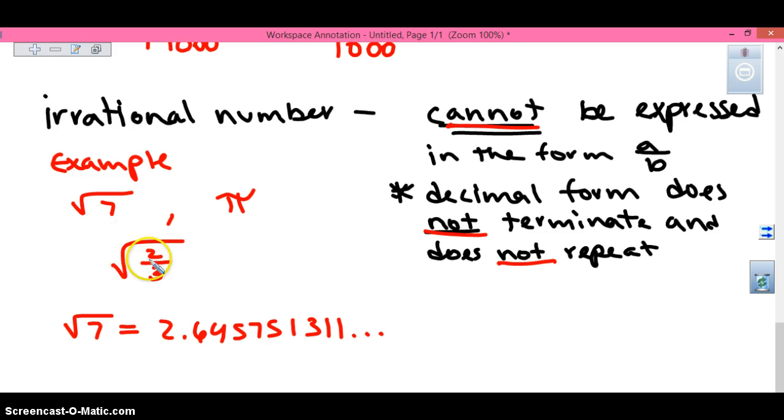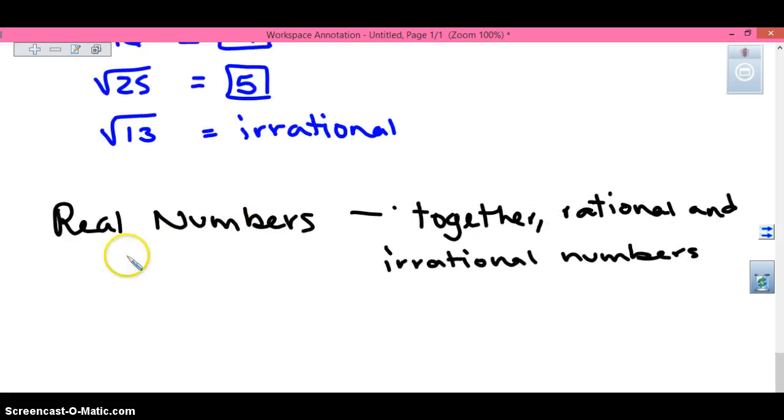The square root of 2 over 3 is irrational because 2 is not a perfect square and 3 is not a perfect square. And that's why the square root of 2 over 3 is also irrational. The set of real numbers is formed together by the rational and irrational numbers. That means that if a number is rational or irrational, they're real numbers.